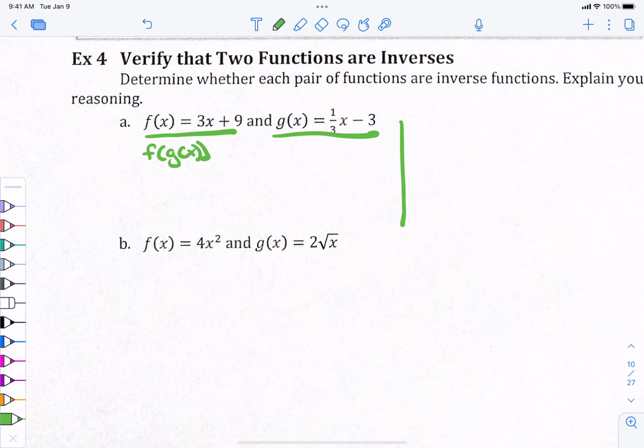So we do f composed of g of x, and then we do g composed of f of x. We're sticking the functions inside of one another. Do you remember doing this on Friday? F composed of g, g composed of f. We're going to refresh your brains right now.